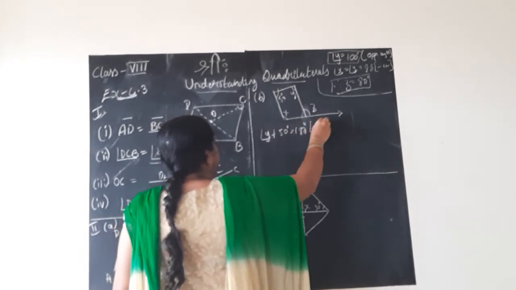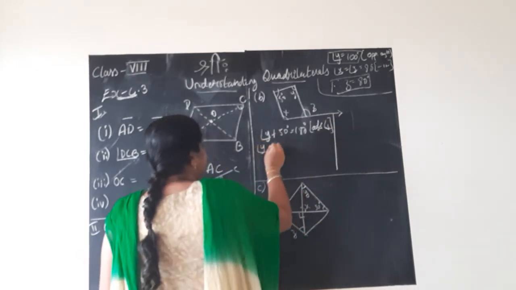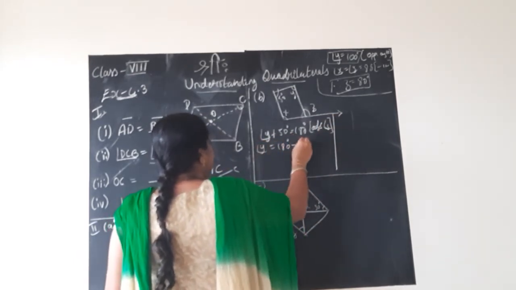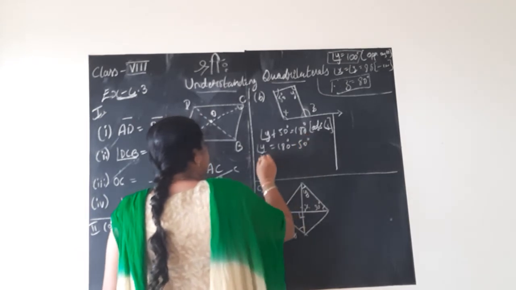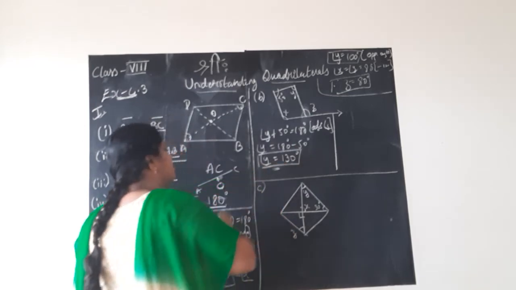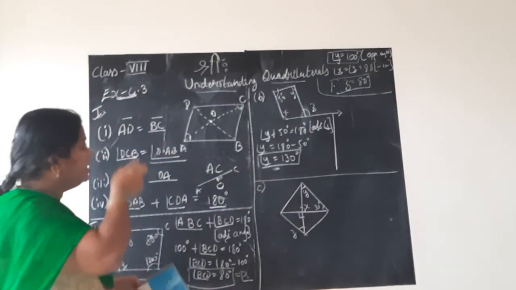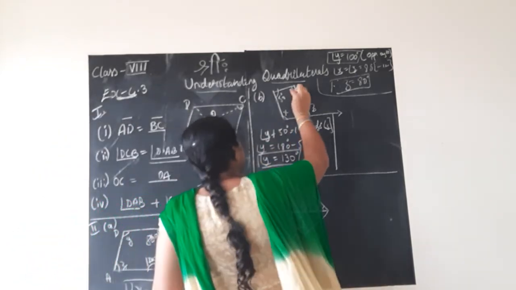Why? The reason I will write in the bracket: adjacent angles. So angle y is equal to 180 degrees minus 50 degrees. Therefore angle y is 130 degrees. 180 minus 50 is 130 degrees. Now we have found out what angle y is.